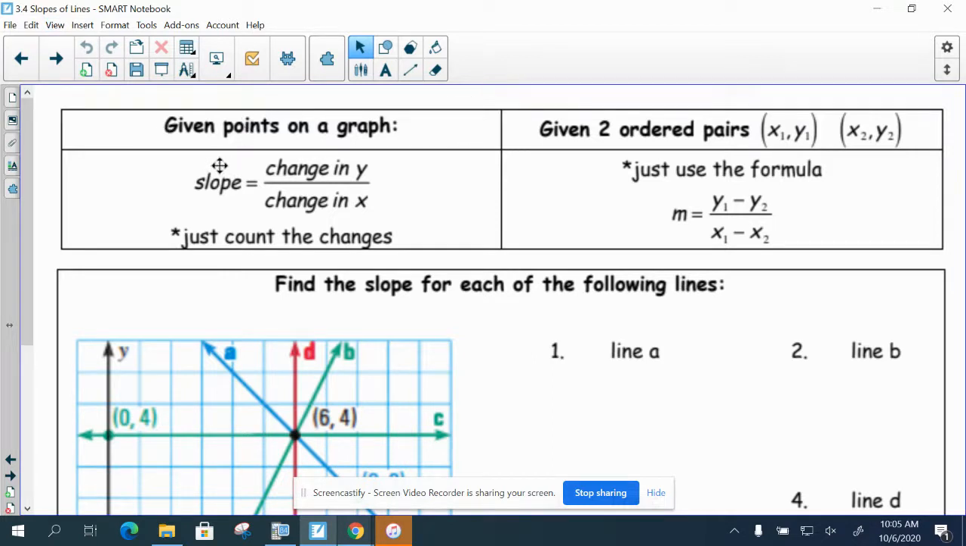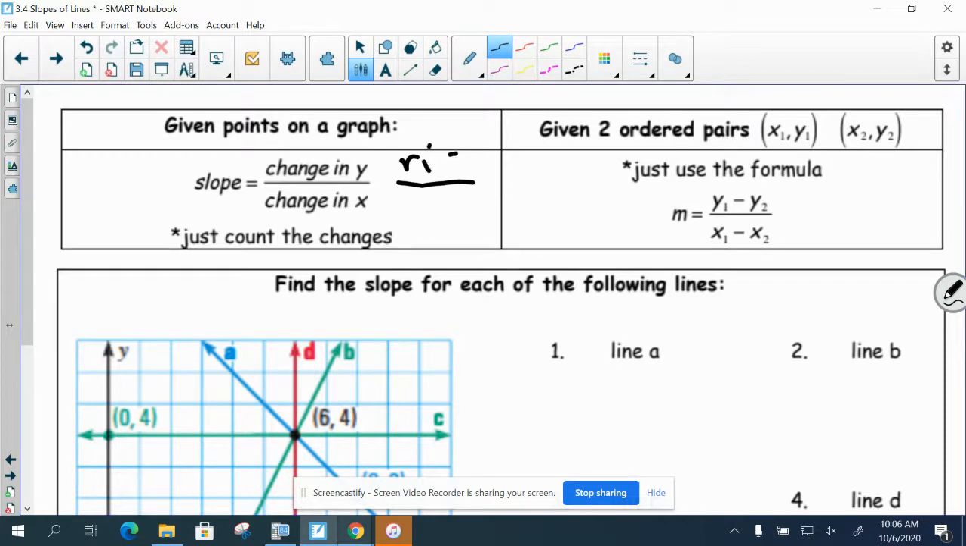So just to review, your equation for slope is the change in y over change in x, and this is given points on a graph. So when you're given a graph and points, you can just go. You're probably familiar with the term rise over run. So that would be the easiest, quickest way to figure out the slope. So how much do you rise over how much you run? And if you rise down, then that would count as a negative slope.